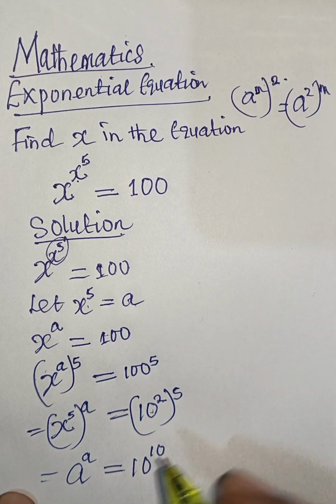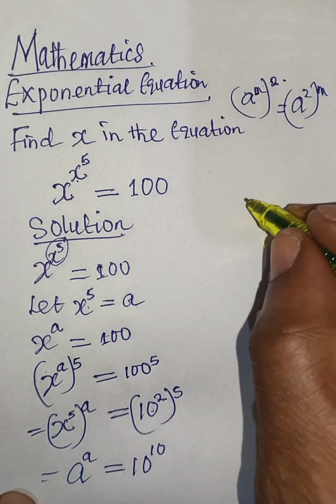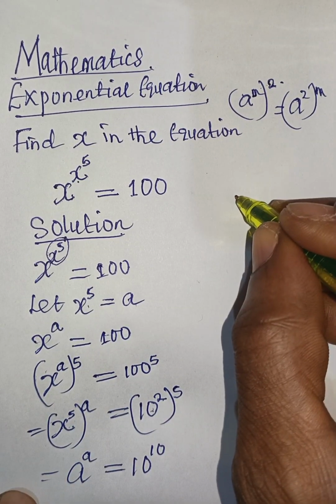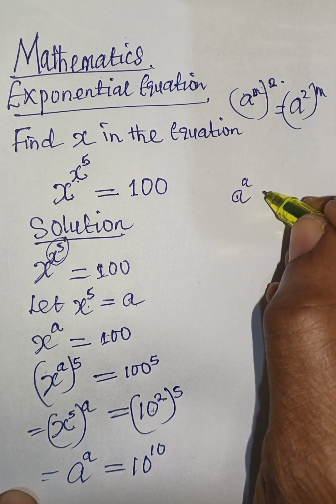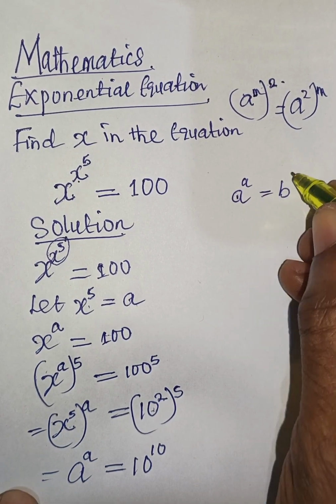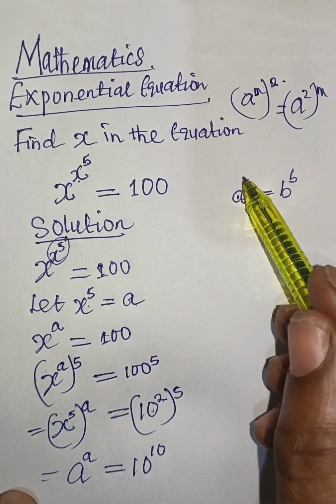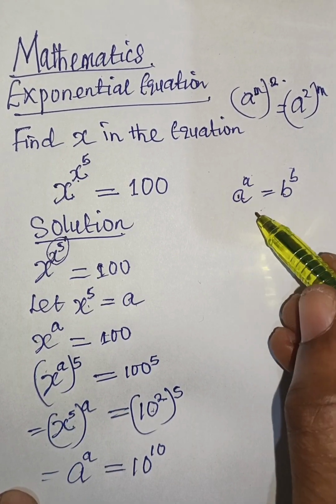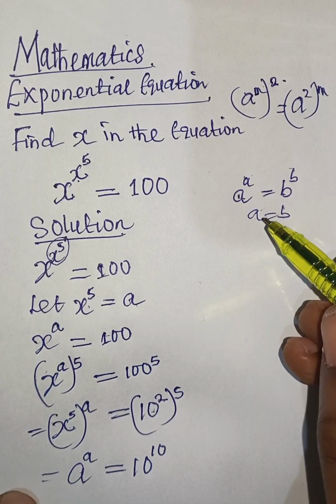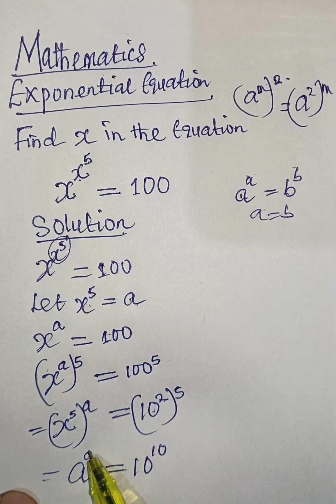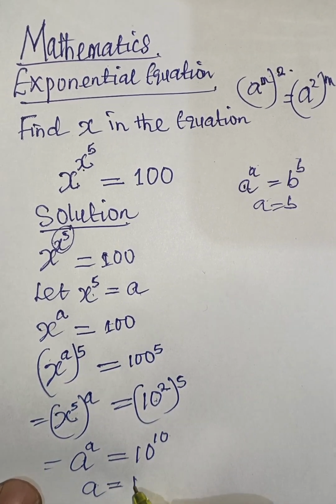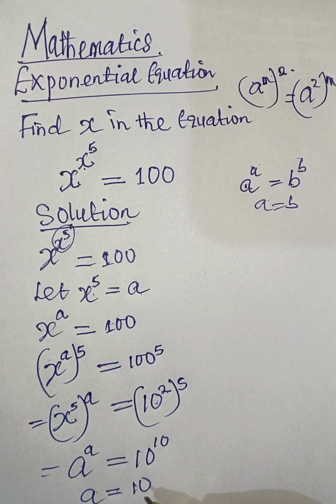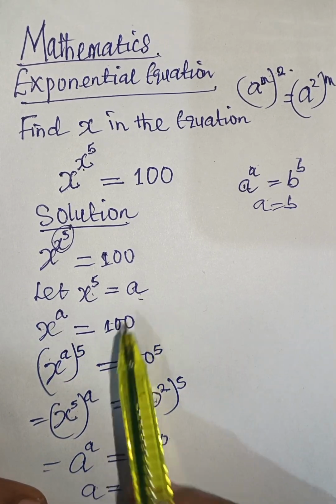Now it is already isomorphic. Isomorphism now, because when you have a to the power of a, or any alphabet, equal to b to the power of b, as far as the base has the same power, it simply means that a is equal to b. So we are going to use it. A has the same power as b as base has the same power. It simply means that a is equal to 10. All right. Now a is 10.